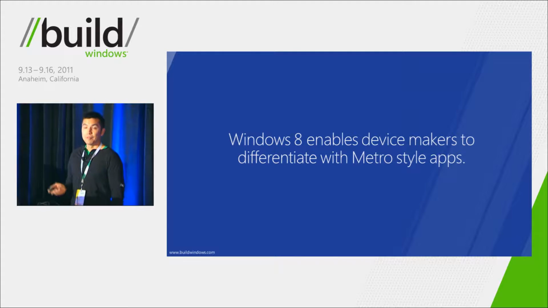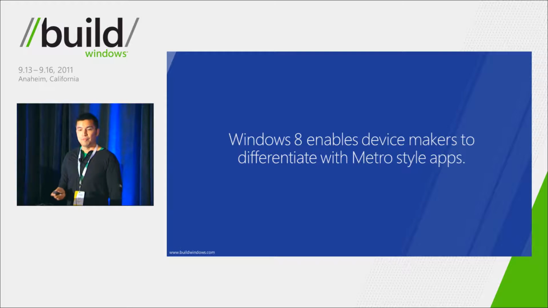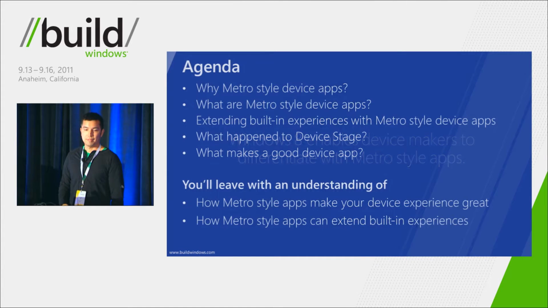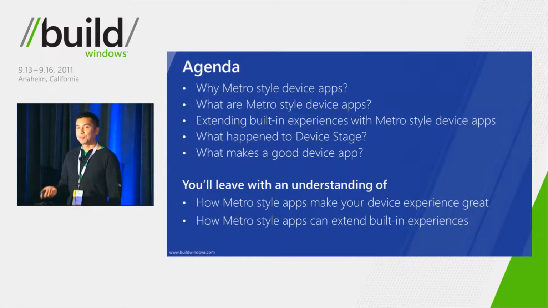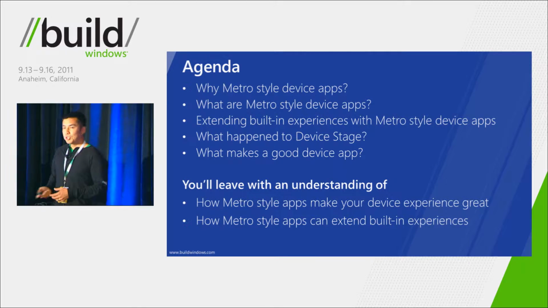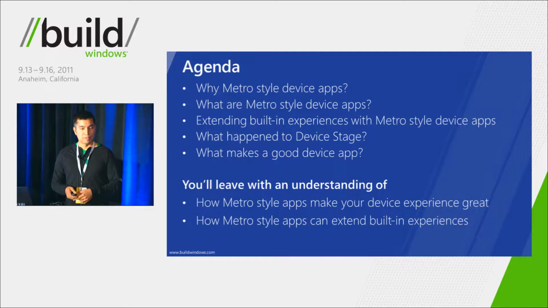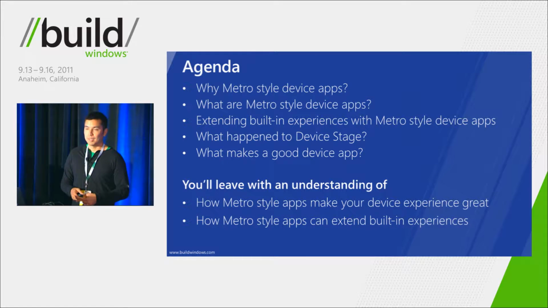One of the key aspects of Windows 8 is that it enables device makers like you to differentiate with Metro-style apps. In this talk, I will share some of our thoughts that led us to Metro-style device apps. I'll describe what I mean when I say Metro-style device app. I'll show how you can extend built-in experiences with your device app. I'll address some of the questions you may have after seeing the first part of this talk on what happened to device stage. And I'll share some hints on what makes a good device app.